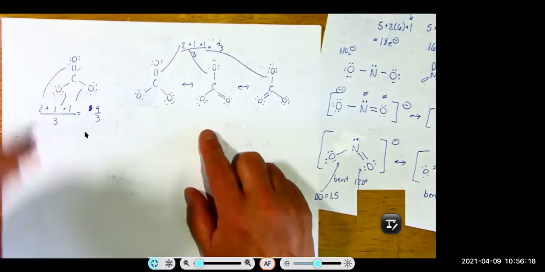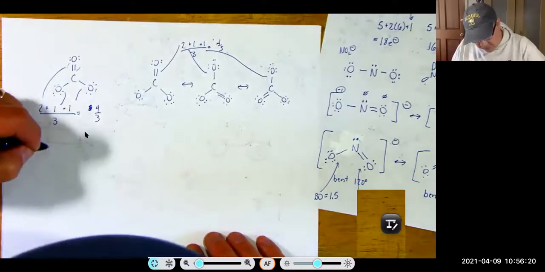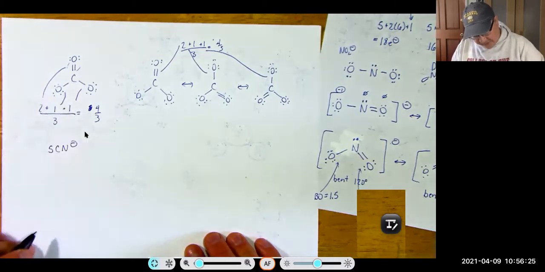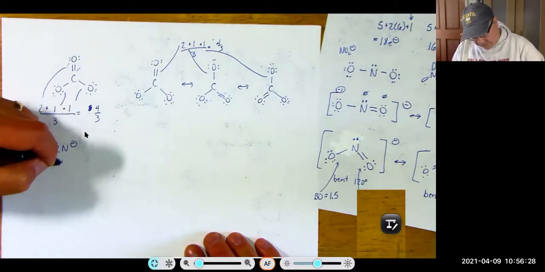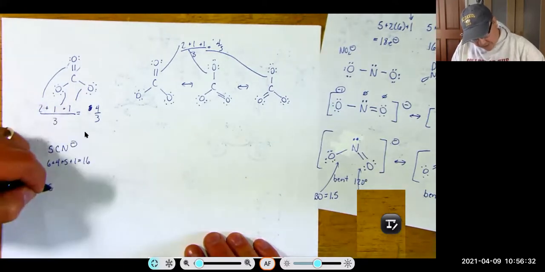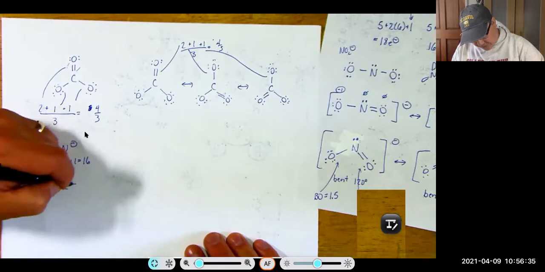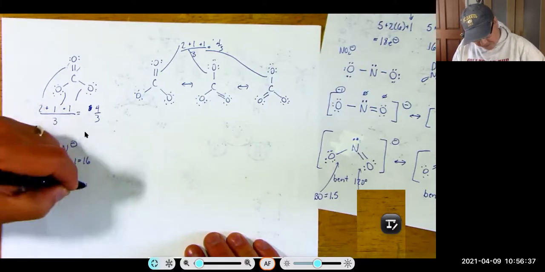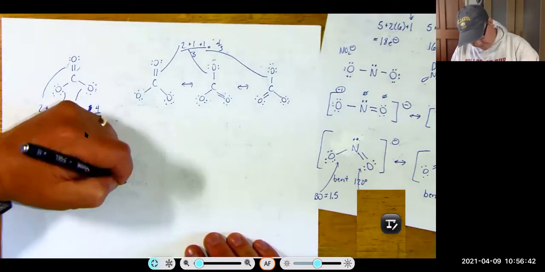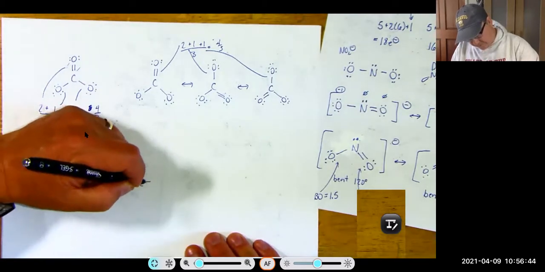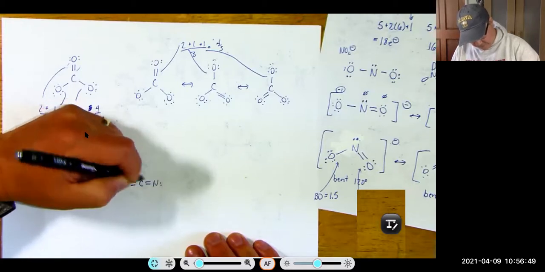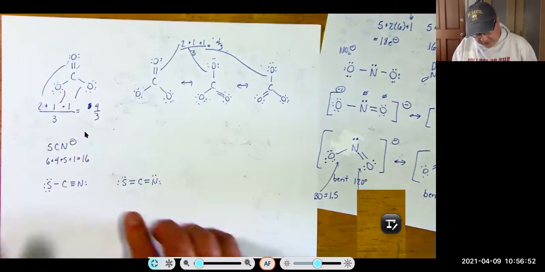Let me give you an example. There's this molecule called thiocyanate. It's got 6 plus 4 plus 5 plus 1 electrons for a total of 16 electrons. So it turns out that there's a couple of good resonance structures. One of them is this. Another one is this. So these are pretty decent resonance structures for each of these.